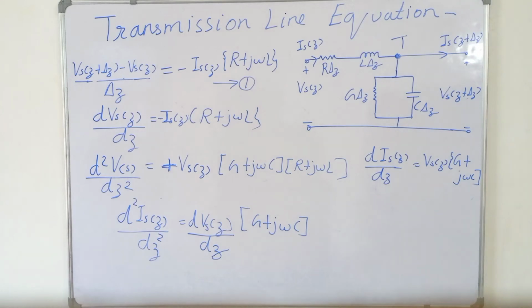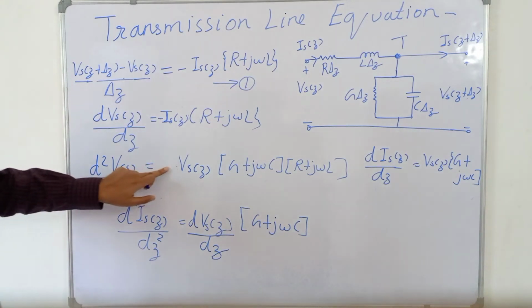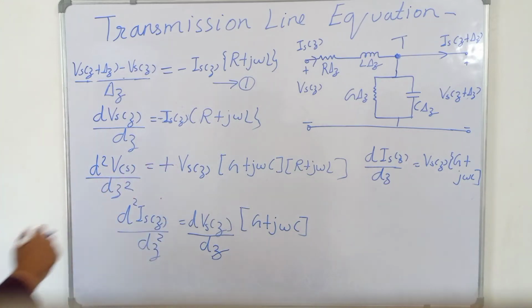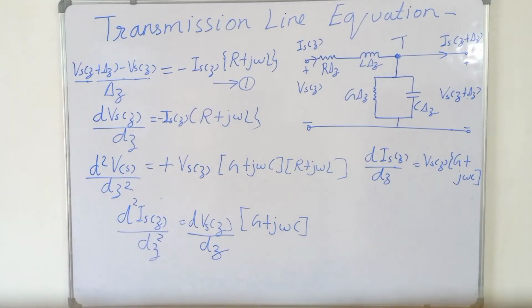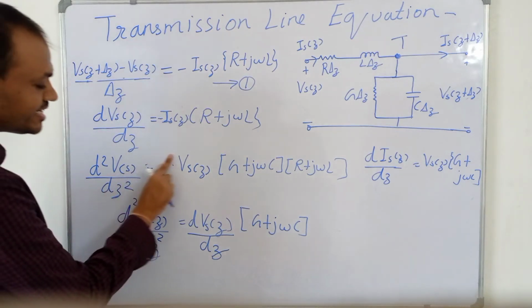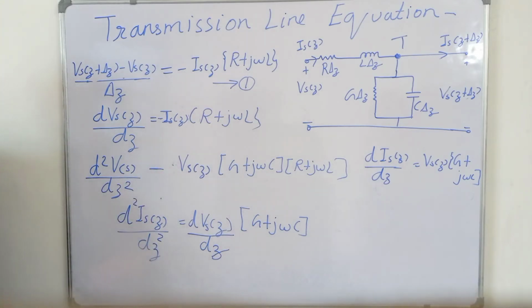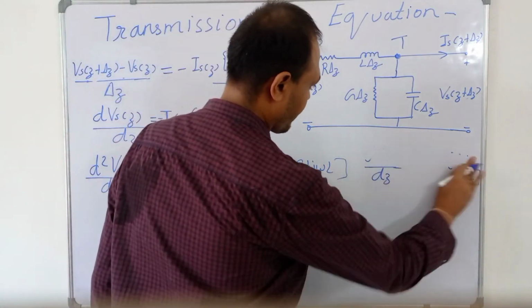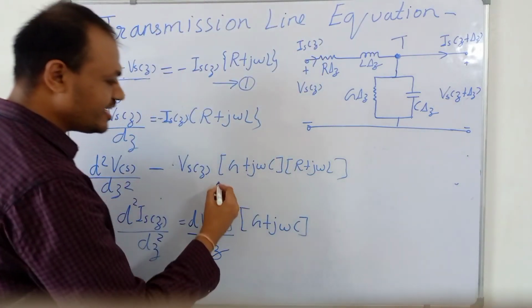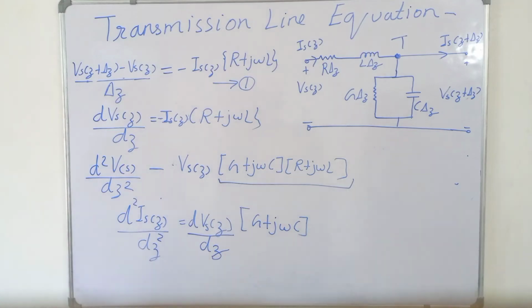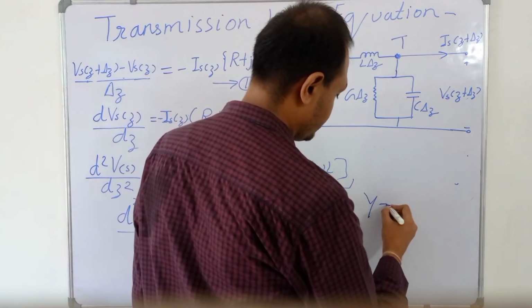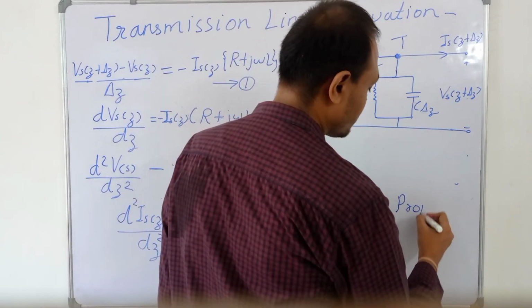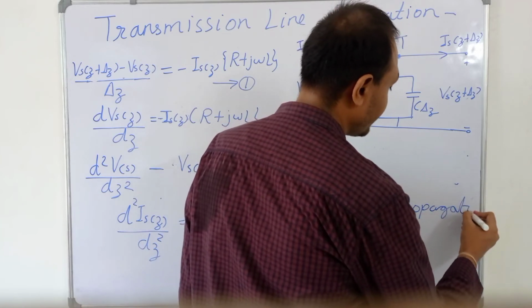So if you take this term on the left hand side, then what you get is d square Vs of z upon dz square minus Vs of z and this whole term, G plus j omega C into R plus j omega L, this is equal to gamma, where gamma is equal to the propagation constant. Gamma is your propagation constant.